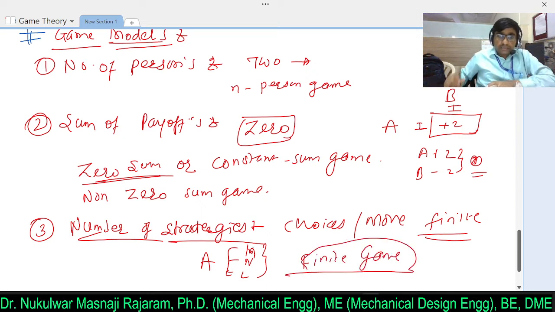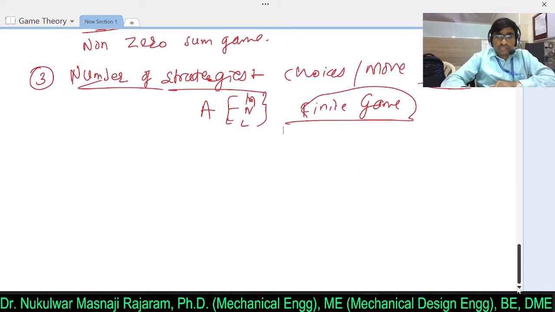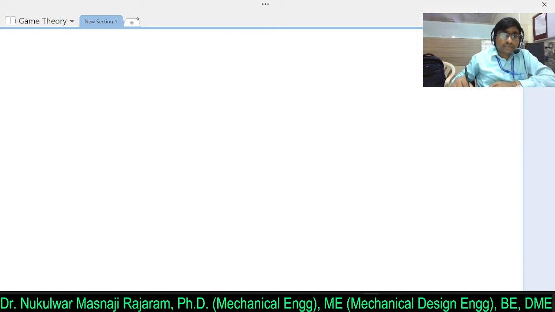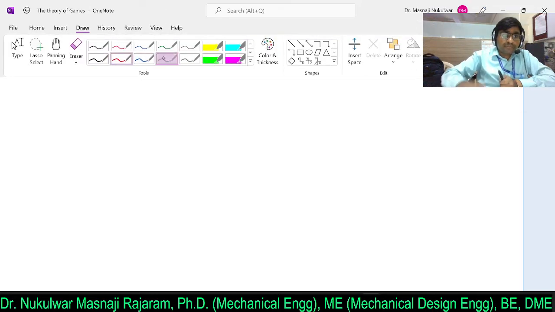If there are n number of infinite choices, or moves, then that game is called an infinite game. Clear. So I hope you understand what game theory is, what the different characteristics are, and the game models. Now we will see some definitions which we use in game theory.